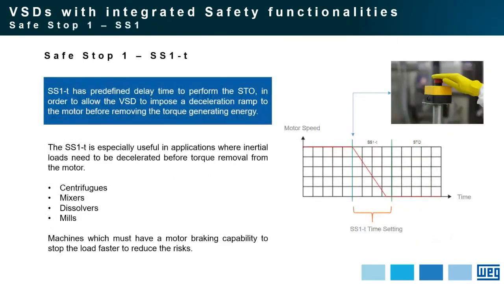Additionally, the STO will also have a function called Safe Stop 1, or SS1. The SS1 has a predefined delay time to perform the STO. This delay allows the variable speed drive to impose a deceleration ramp to the motor before removing the torque generating energy.